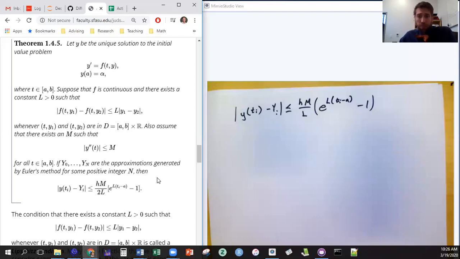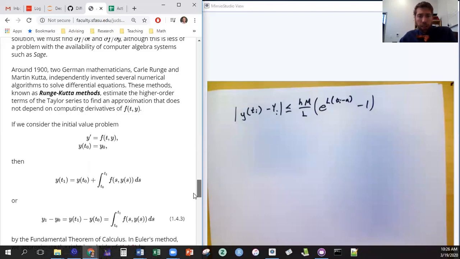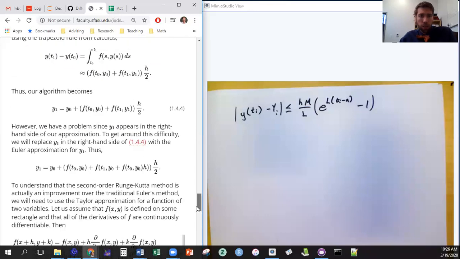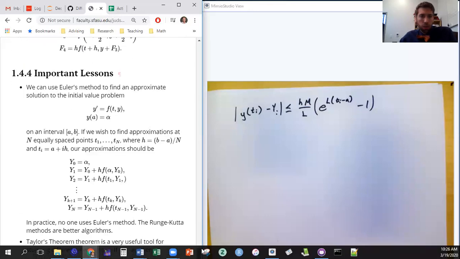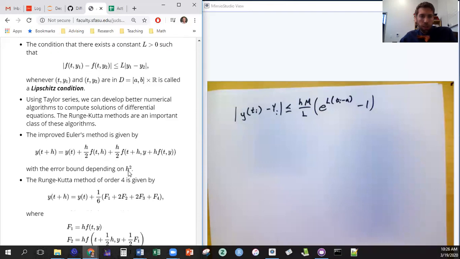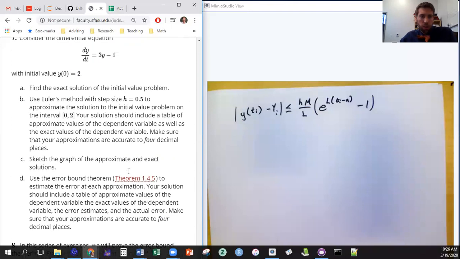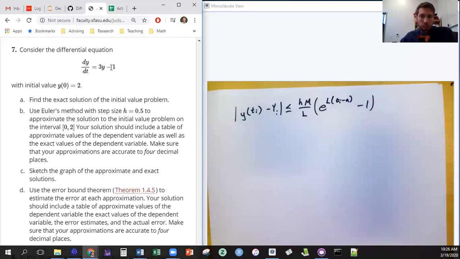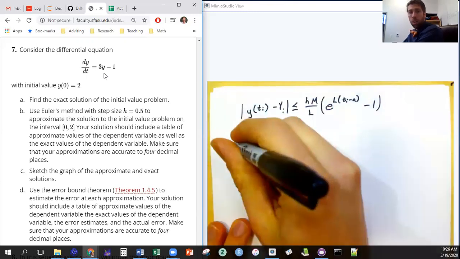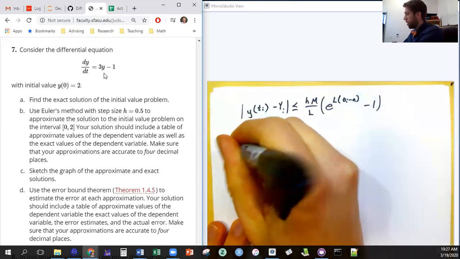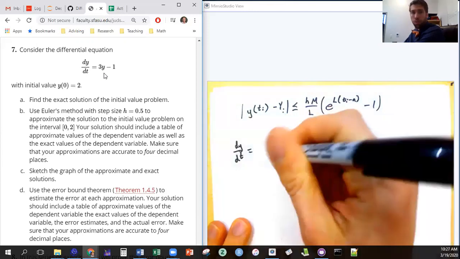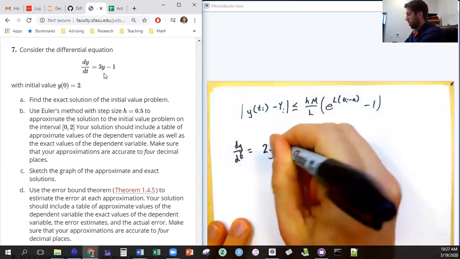Okay, so let's say you're working on number 7, which is way down here. We're at important lessons, exercises. Okay, so in number 7, you're given this differential equation. I'm going to do a similar one, maybe a different differential equation. So let's say I'm doing the differential equation dy over dt equals 2y plus 1.